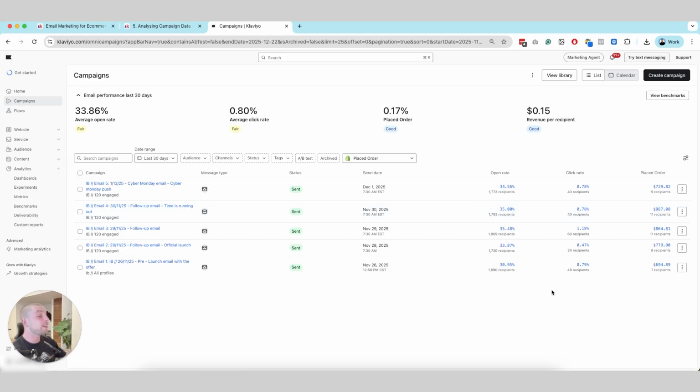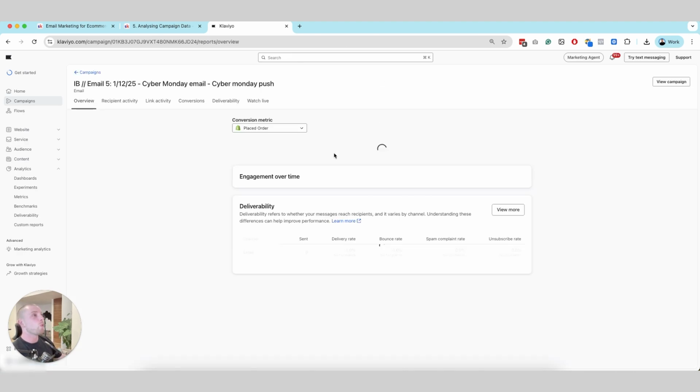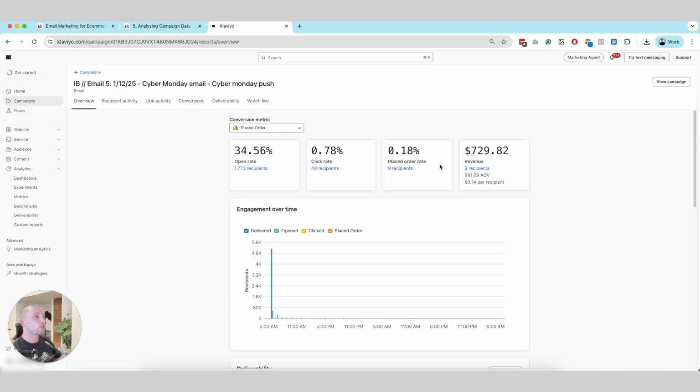But if I tightened up my segmentation and only sent to 2,000 people, I could probably get 70% open rates, but fewer people overall opening the email. What you're trying to do is find a sweet spot between the engagement metrics and how many people are actually engaging with your emails. It's really important to pay attention to the deliverability module of the campaigns to get an indication of what we're talking about here. But let's drill in a little further into what is actually being displayed within these emails: open rates, click rates, placed order rates, revenue.